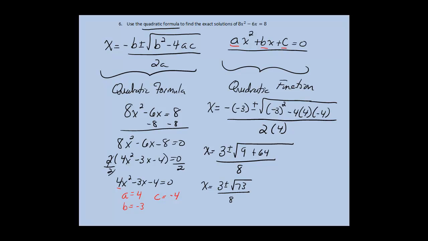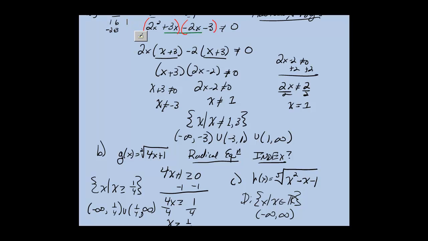And we recognize here that we really can't do very much with 73. Let me think, is it prime? 73 is not divisible by 2, not divisible by 3, and not divisible by 7. I'm pretty sure 73 is a prime value. So in this circumstance, we can leave our solution as x equals 3 plus or minus the square root of 73, all over 8.